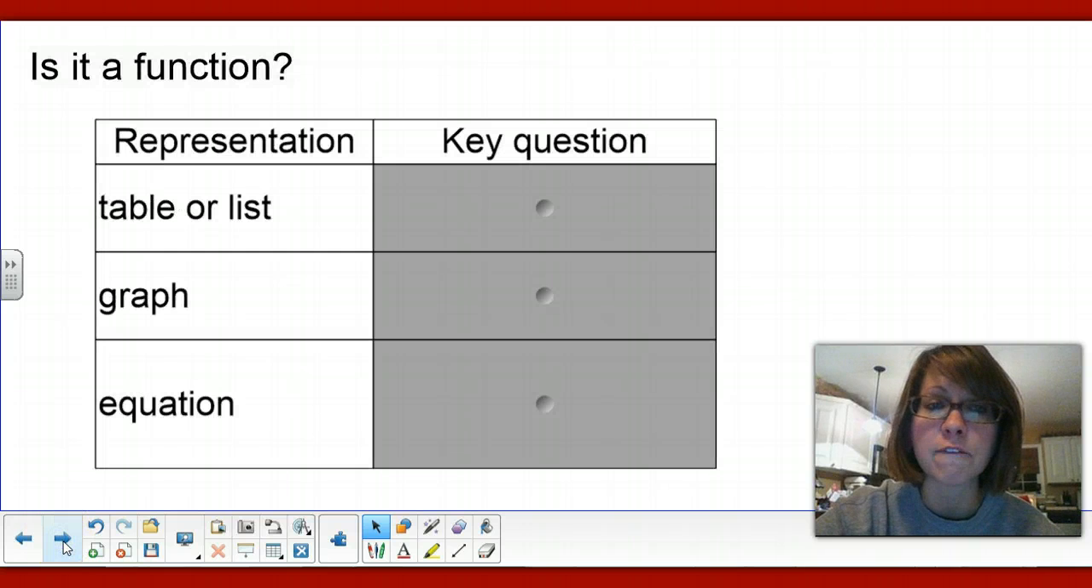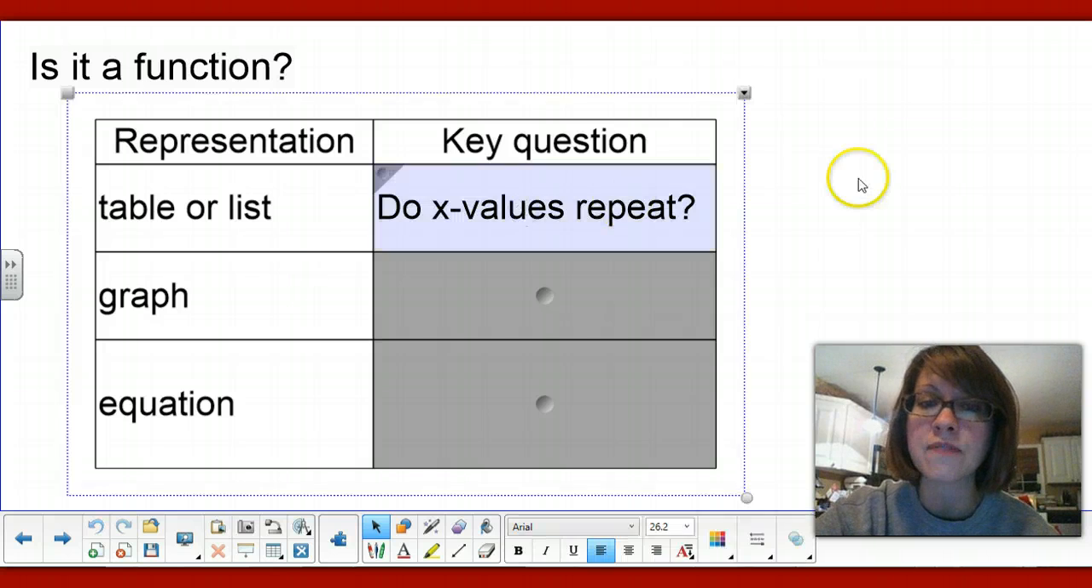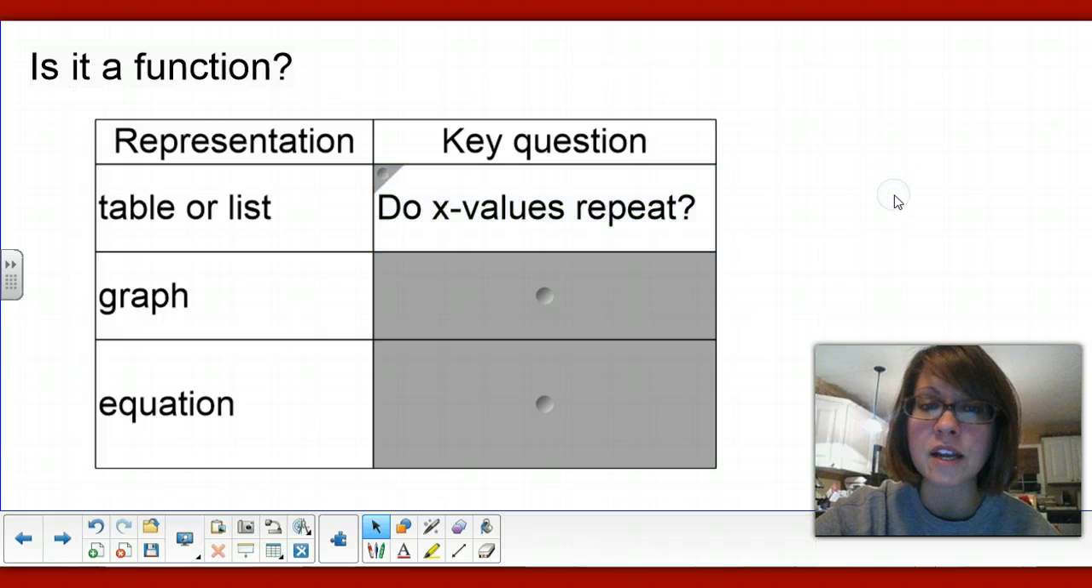As far as is it a function, we had 3 different representations. We had a function represented as a table or a list of ordered pairs. And the key question there, is something a function, was, do the x values repeat? If the x values repeat, then we don't have what we call a function.